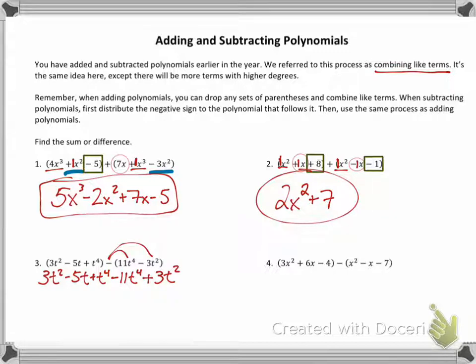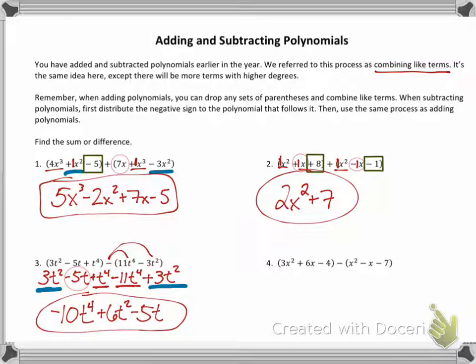So we've got ourselves a couple t to the fourth terms, a couple of t squared terms, and a regular t term. So I have t to the fourth minus 11t to the fourth. That's going to be negative 10t to the fourth. 3t squared and 3t squared makes 6t squared. And then the negative 5t gets tacked on at the end. So it just becomes like the addition problems from up above once you apply the minus sign to everything, okay? So that's also a nice little trick that makes this a little bit easier. And you don't have to think of too many different processes.